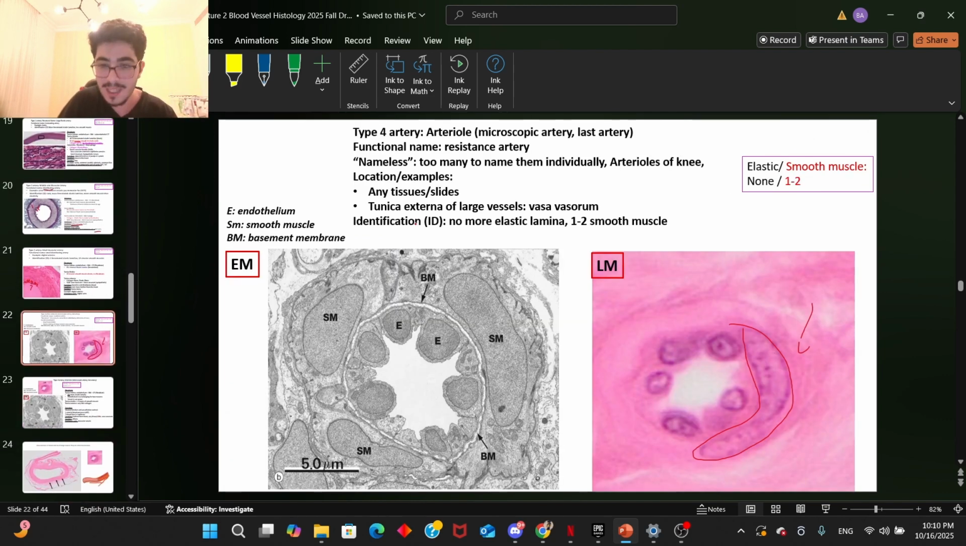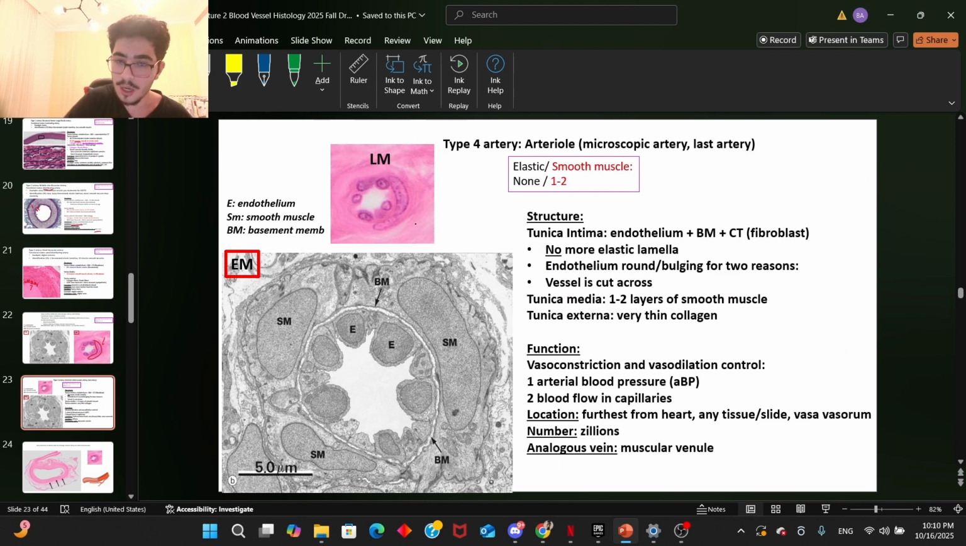So you would find these arterioles in the tunica externa of the other arteries we were talking about because they're supplying the cells in the tunica externa. Obviously not directly, but arterioles lead to capillaries, which then supply the cells.